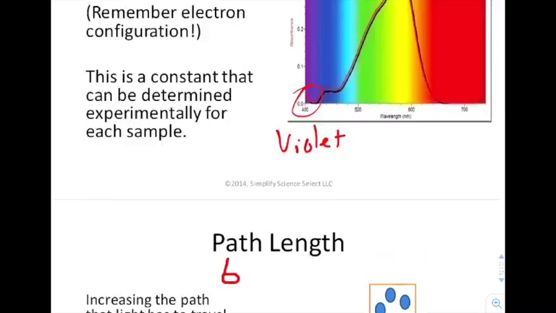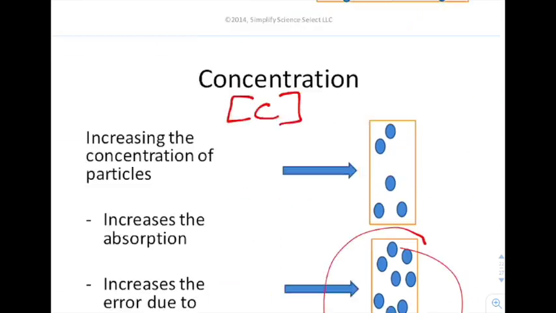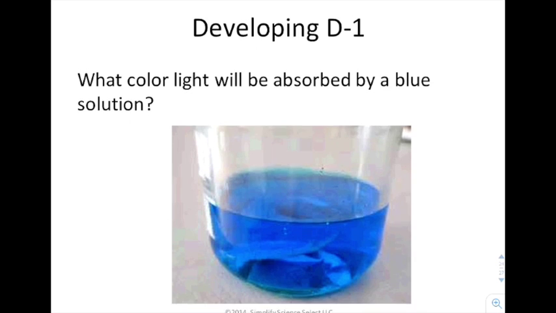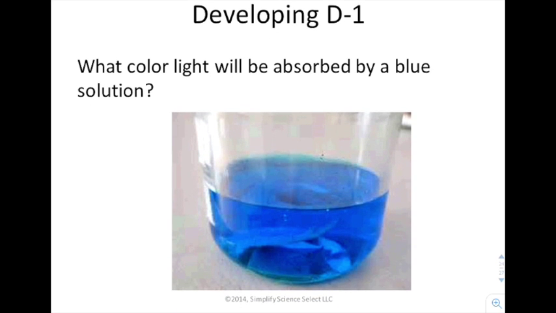So far we have a, b, and c, and we put those into Beer's law. Beer's law has to do with something called A equals abc. But before we do the actual calculations with it, it says: what color of light will be absorbed by the blue solution?